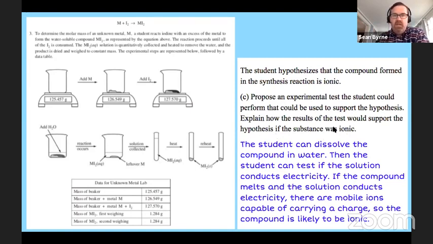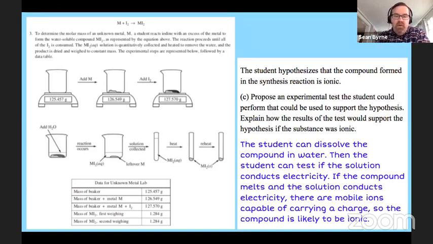So it's not just "this is an experiment I can do." This is suggesting how you would interpret the results of that experiment in order to confirm or reject your hypothesis up here. So the student goes on to say, if the compound melts and the solution conducts electricity, there are mobile ions capable of carrying a charge, so the compound is likely to be ionic.